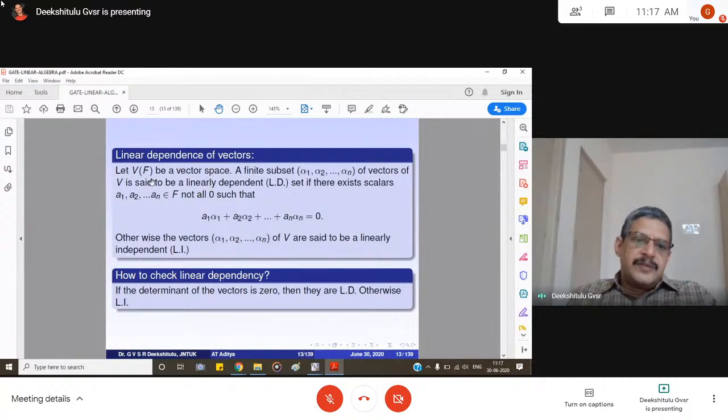Linear dependence of vectors. In a vector space, a finite subset alpha 1, alpha 2, up to alpha n of vectors is said to be a linearly dependent set if there exist scalars a1, a2, up to an, not all 0, such that a1 alpha 1 plus a2 alpha 2 plus so on up to an alpha n is equal to 0. All these constants need not be nonzero; even if there exists at least one constant which is not equal to 0, then we say that these vectors are linearly dependent.